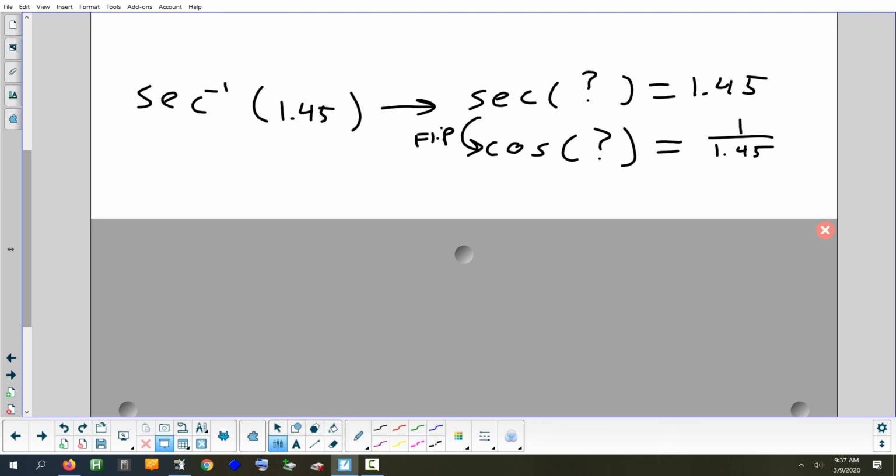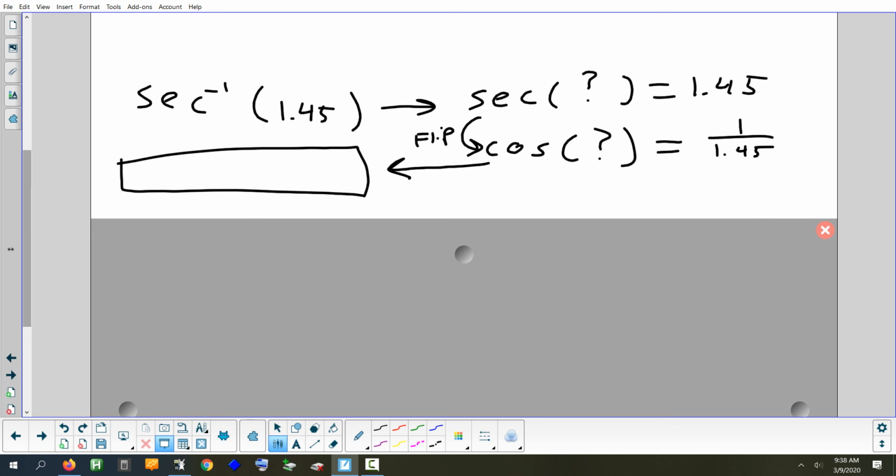All right. So now the last step is to translate that into something that we can type back into the calculator. So now I want to put something back right here. I started with secant at 1.45. I reworded it so I could think about it a little differently. The secant of what angle is 1.45.